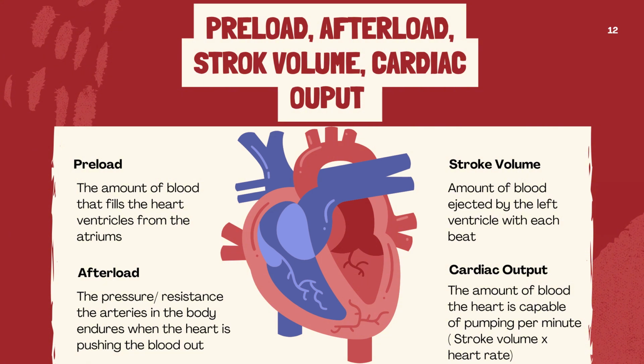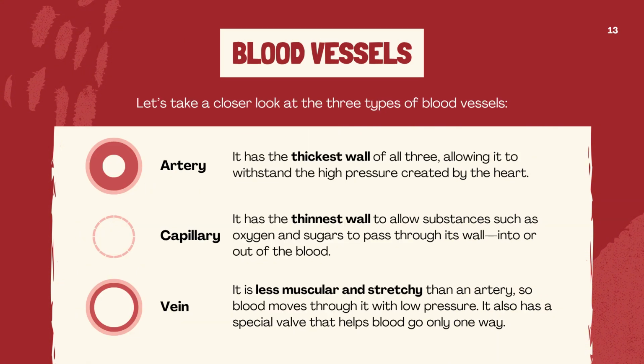Now we are going to differentiate between each blood vessel. Starting with the arteries, they have the thickest walls out of all three, allowing them to withstand the high pressure created by the heart. Moving on, we have capillaries. They have the thinnest walls to allow substances such as oxygen and sugar to pass through their walls and to and out of our blood. Lastly, we have veins. They are less muscular and stretchy than arteries, so blood moves through them with low pressure. They also have special valves that help blood go only one way.